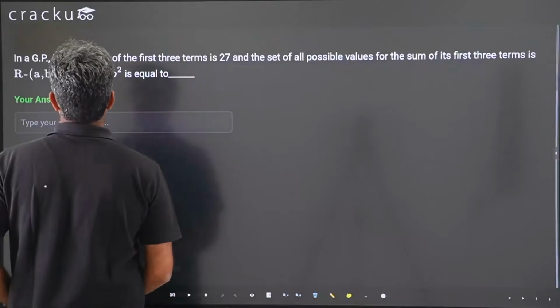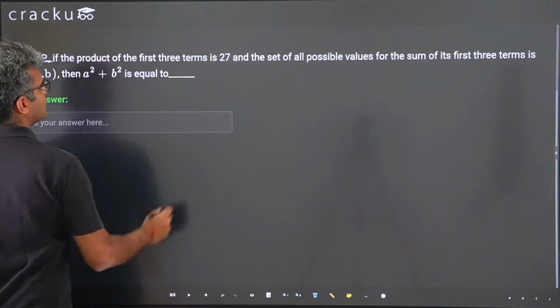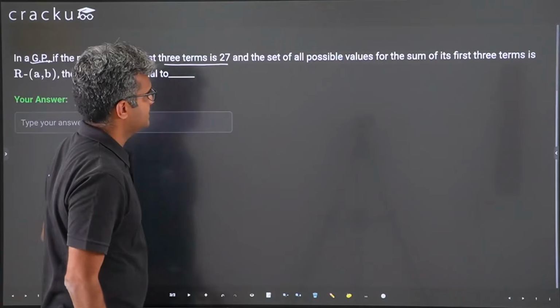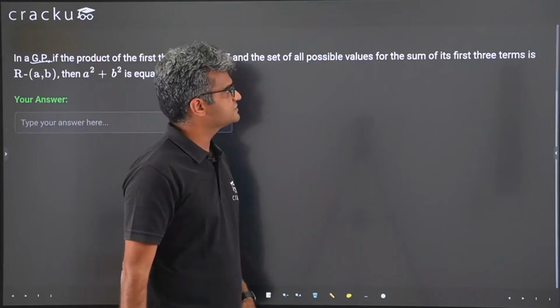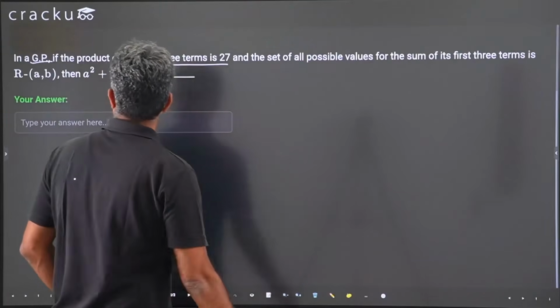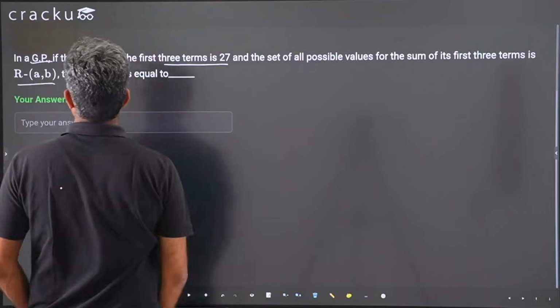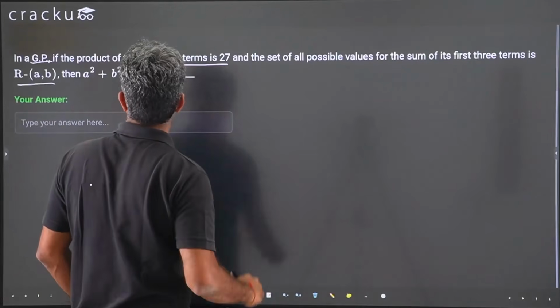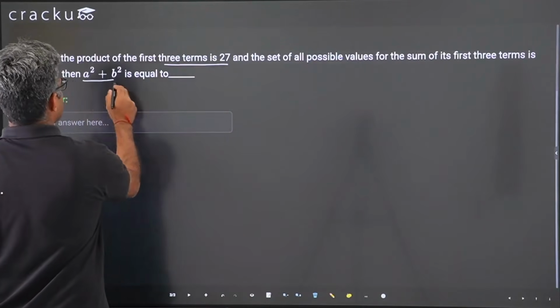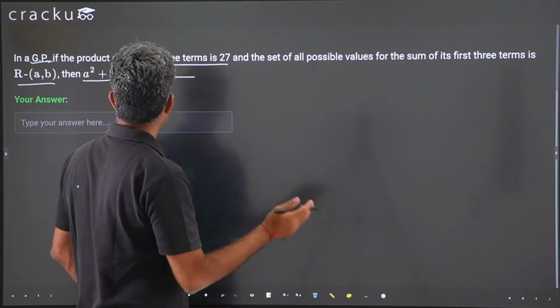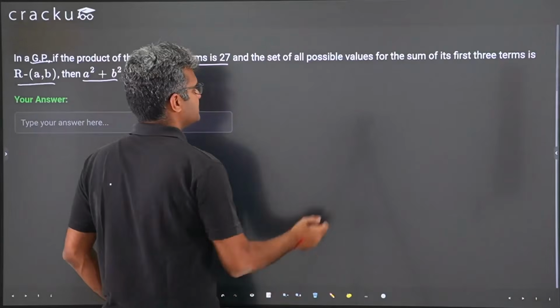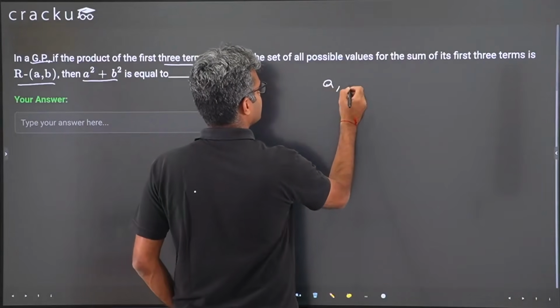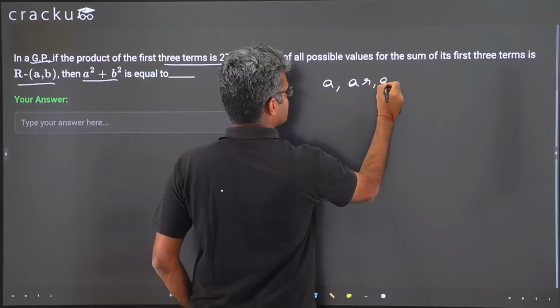In this question, we are told that there is a geometric progression. The product of the first three terms is 27, and the set of all the possible values for the sum of the first three terms is all the real numbers except within the range of a and b. We are required to calculate a square plus b square. This is a geometric progression, so let us assume that the terms are a, ar, ar square, and so on.